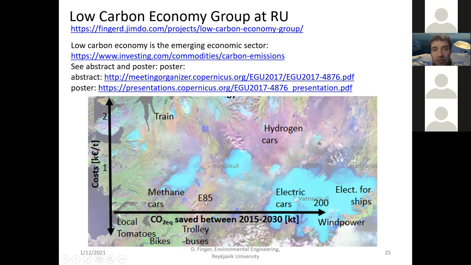So these are all Icelandic projects. They have been looking at methane cars and biogas. So this is biogas cars in Iceland. And they have been looking at biofuel cars, where you add in 15% of biofuels to the gasoline. And then they have been looking at hydrogen cars, electric cars, electricity for ships and bicycles, local tomatoes, trolley buses are down here. And what we did in an exercise to compare the different projects is to look at the costs that are associated with saving greenhouse gas emissions and the potential of the different concepts by looking at the timescale between 2015 and 2030, and then mapping it out in a figure like this.